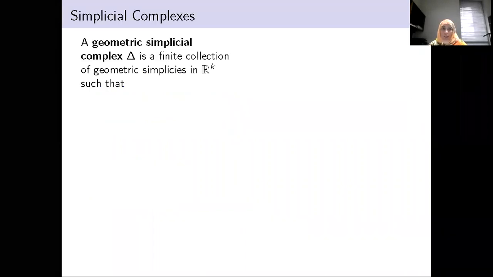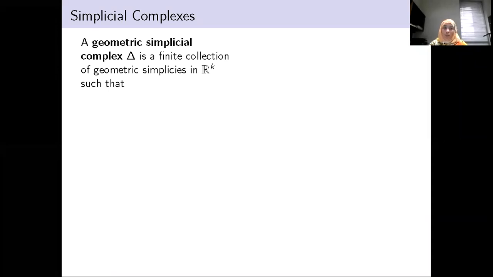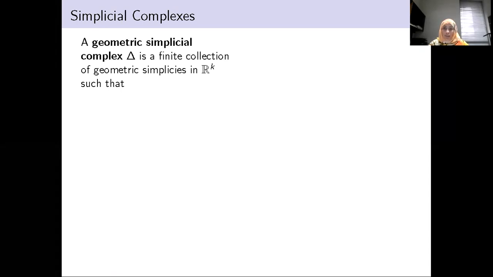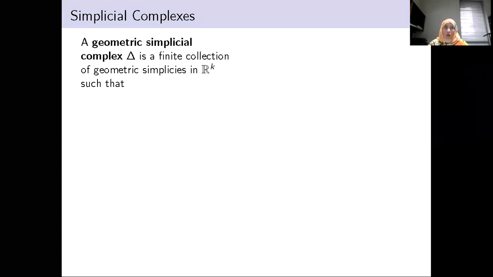Okay, so let's start with the simplicial complex. Here I'm giving, first of all, the geometric definition of the simplicial complex, which is just a finite collection of geometric simplices. Simplices are just the convex hull of some vertices which are affinely independent in R^k. So a d-dimensional simplex is just coming from the convex hull of d plus 1 vertices.